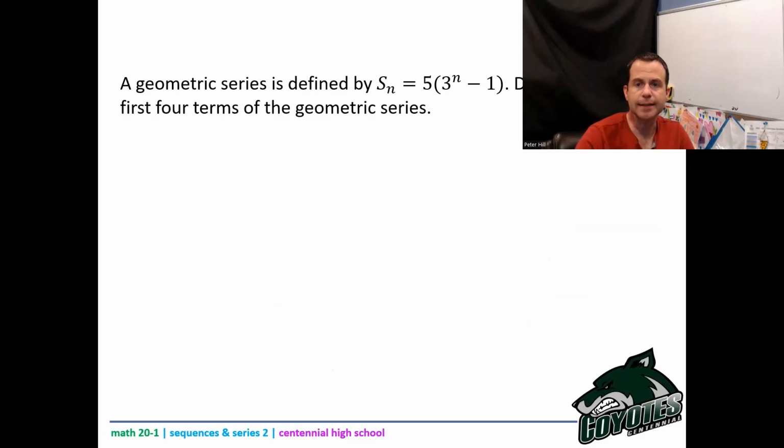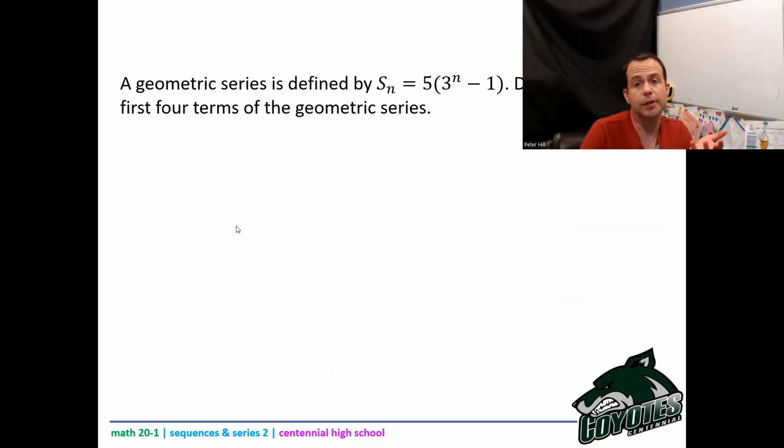Okay, so the last example I want to walk you through looks like this. A geometric series is defined by S of n equals 5 times 3 to the n minus 1. Determine the first 4 terms of the geometric series. Now, I'm asking you for the first 4 terms, but I didn't give you a general term formula. I gave you a summation formula. So this is kind of cool because I want to walk you through how you can use the summation formula to actually figure out terms.